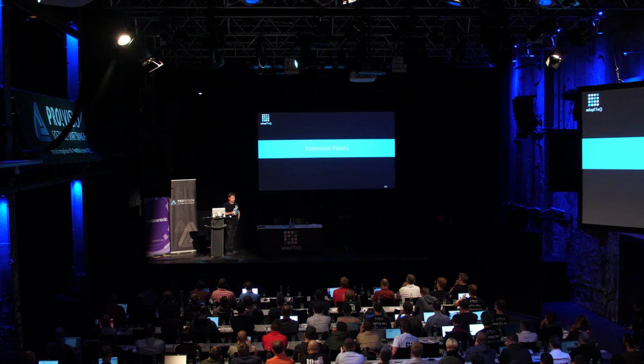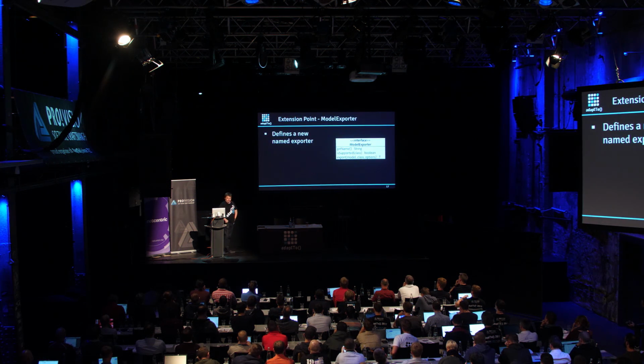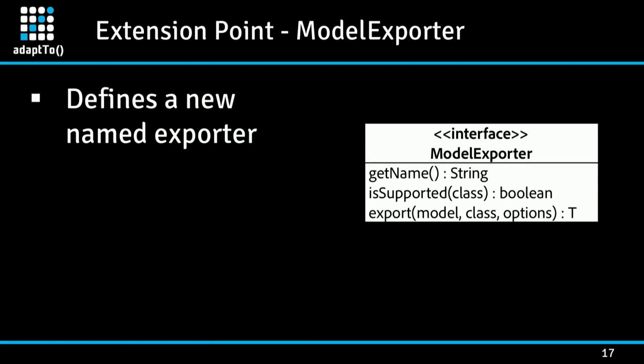So I wanted to talk a bit about extension points, because again, it's really a framework that has a default implementation, or one implementation, but is meant to be extended upon, like all the things we do. So the first, and really the only extension point in the framework itself, is the model exporter. This defines a new named exporter and has these 3 very simple methods. Get name returns the name, is supported lets you define which output classes are supported, and then the bulk of the implementation is in this export method.